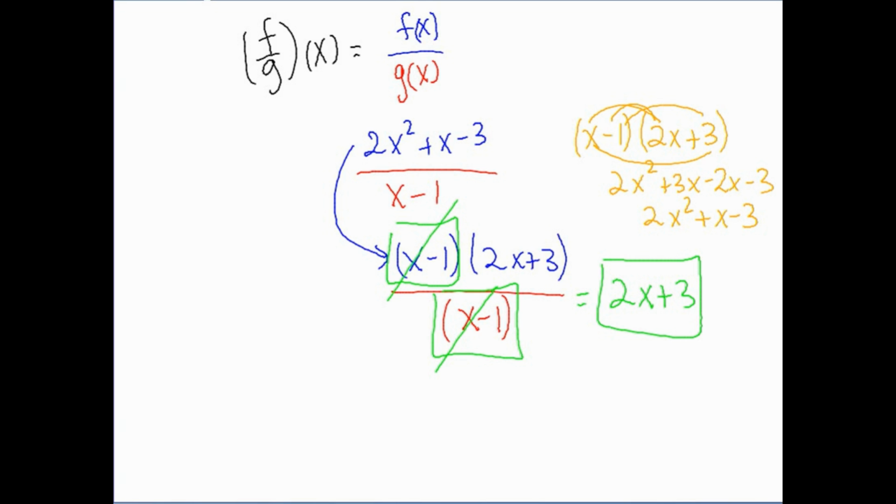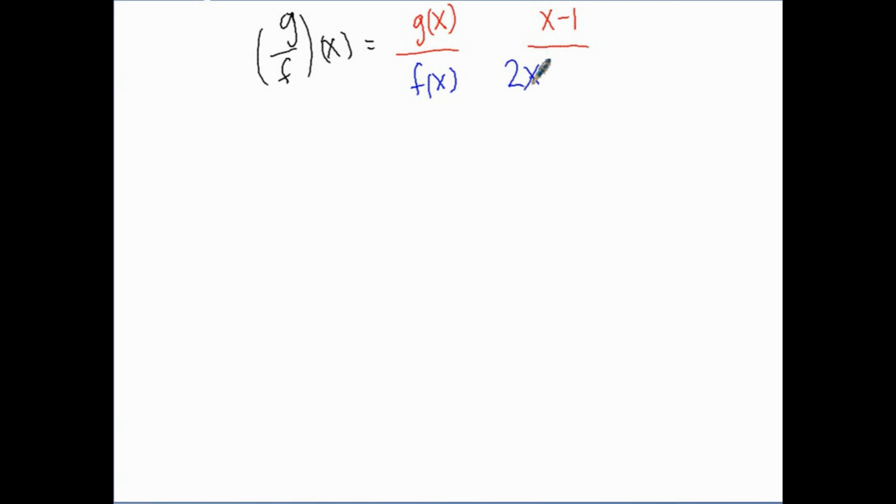So now let's take a look at g divided by f of x. As I told you, it doesn't really matter. You just have to go in the order that it gives it to you. So g of x now divided by f of x now. So g of x is going to be x minus 1 over f of x, which is 2x squared plus x minus 3. Well, again, I see a factor up here, the x minus 1.